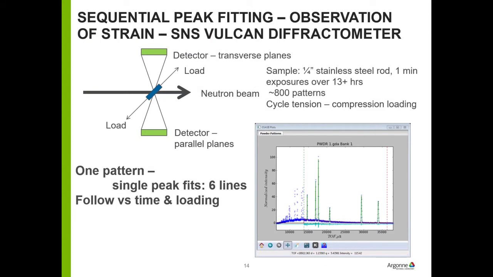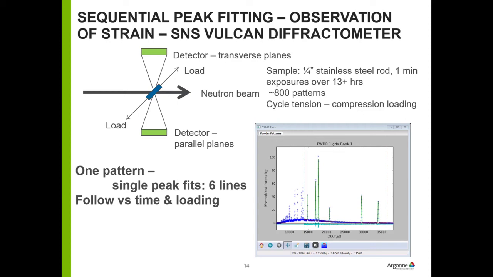All right, now here's a different thing. This has to do with sequential fitting inside GSAS-II. And here's the experiment. This was done at the SNS down in Tennessee, at the VULCAN diffractometer, which is used for looking at engineering materials. And in this case, they had a stainless steel bar mounted 45 degrees to the incident beam. And what they did is they stretched it, shrunk it, stretched it, shrunk it. And they did that quickly 8 times over 13 hours, collecting a powder pattern every 1 minute.